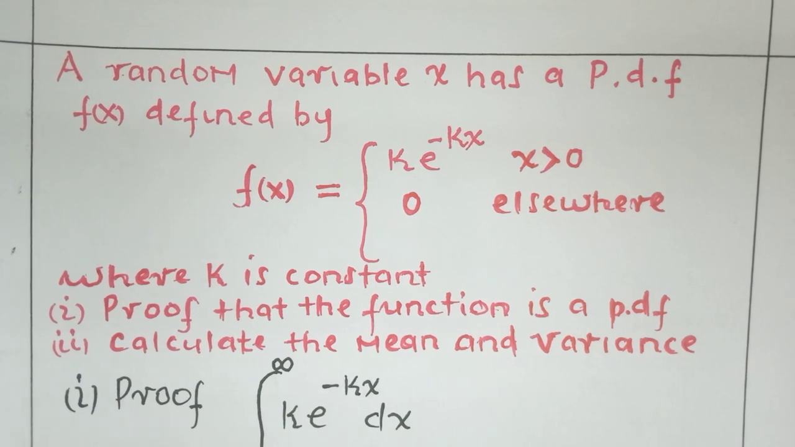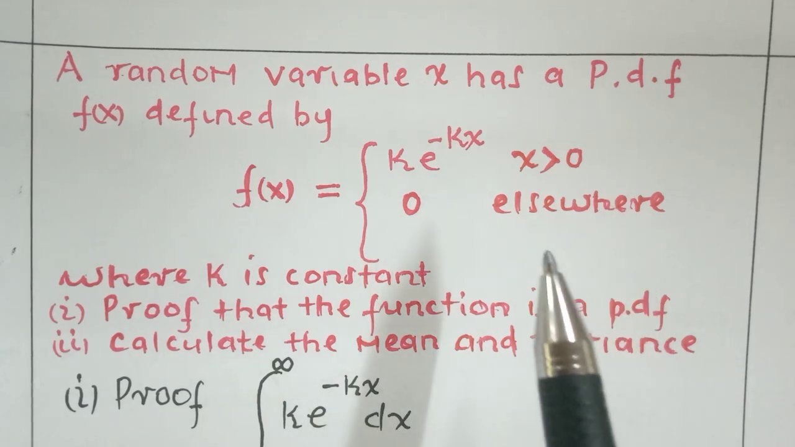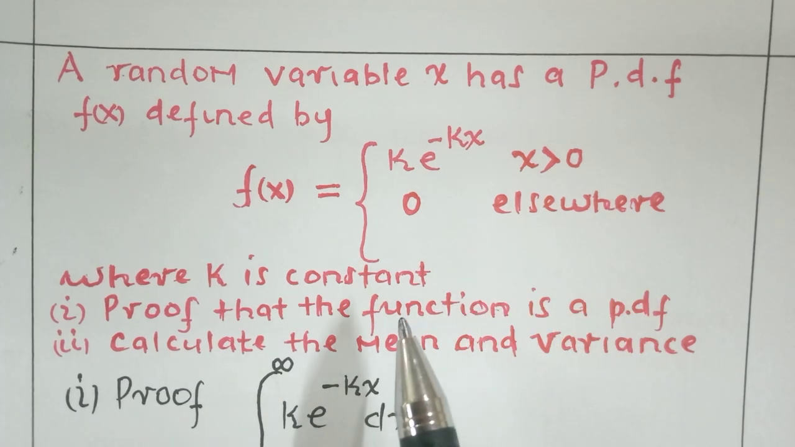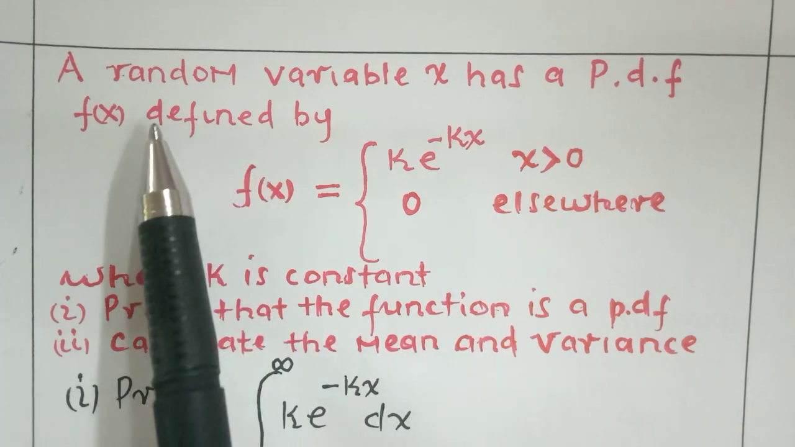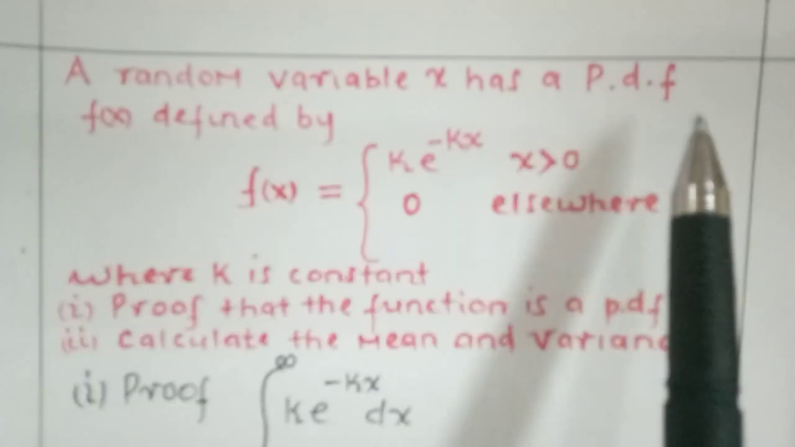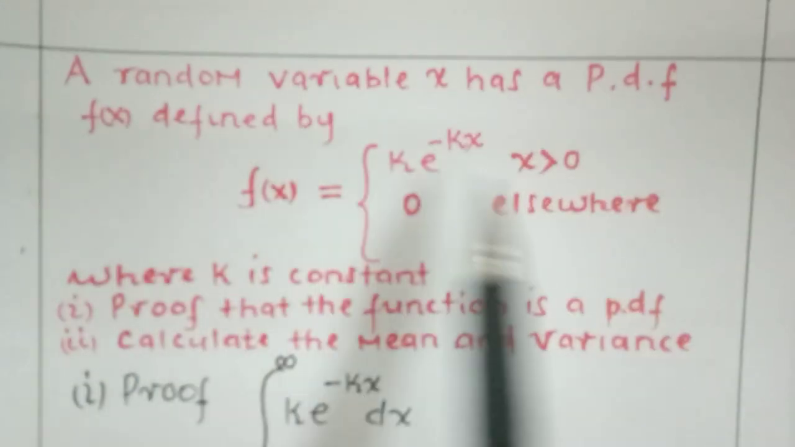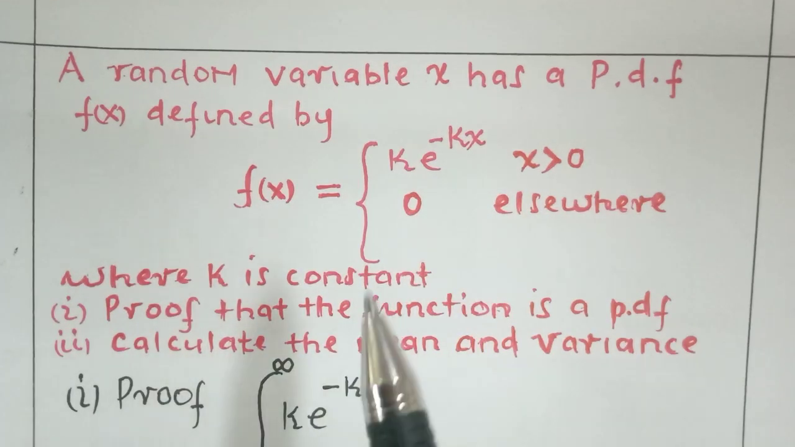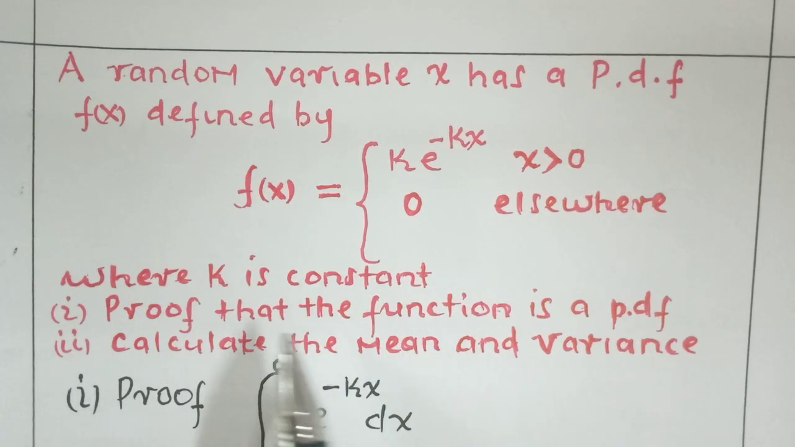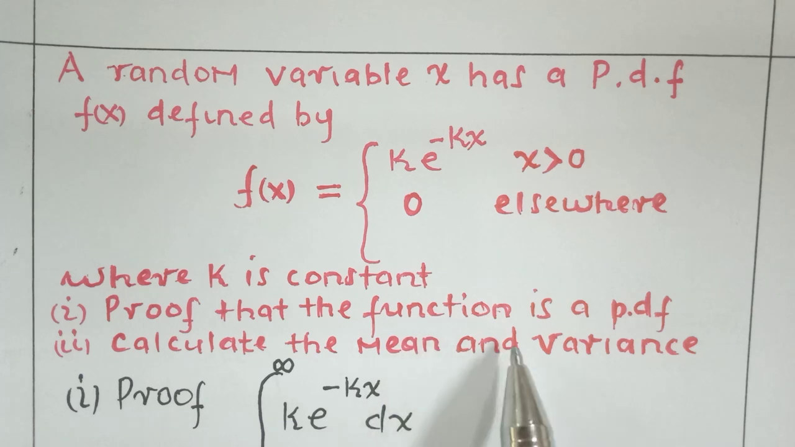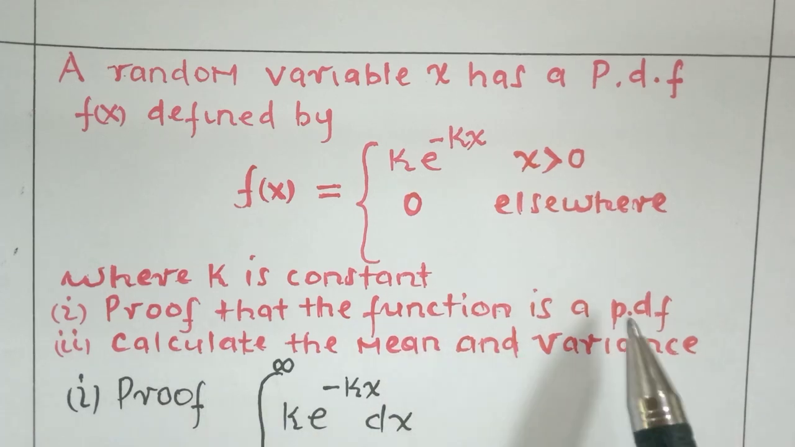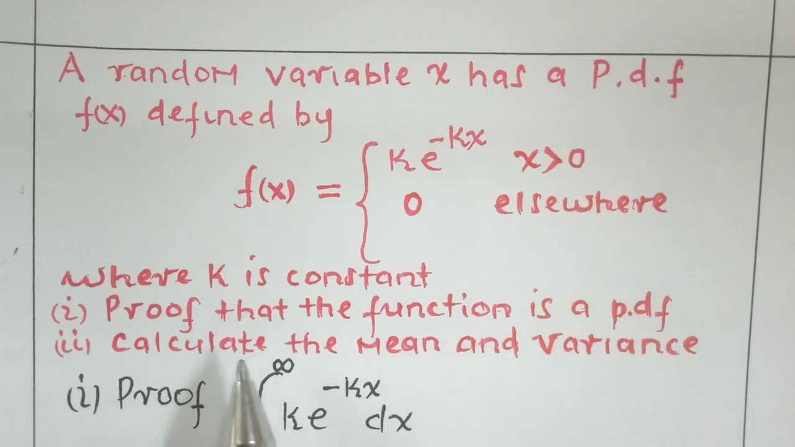So today, guys, we continue with probability density functions. And so we have a question here. I can read it and then we see how we go about it. A random variable x has a PDF fx defined by that, where k is a constant. Prove that the function is a PDF, that is probability density function. Calculate the mean and the variance.